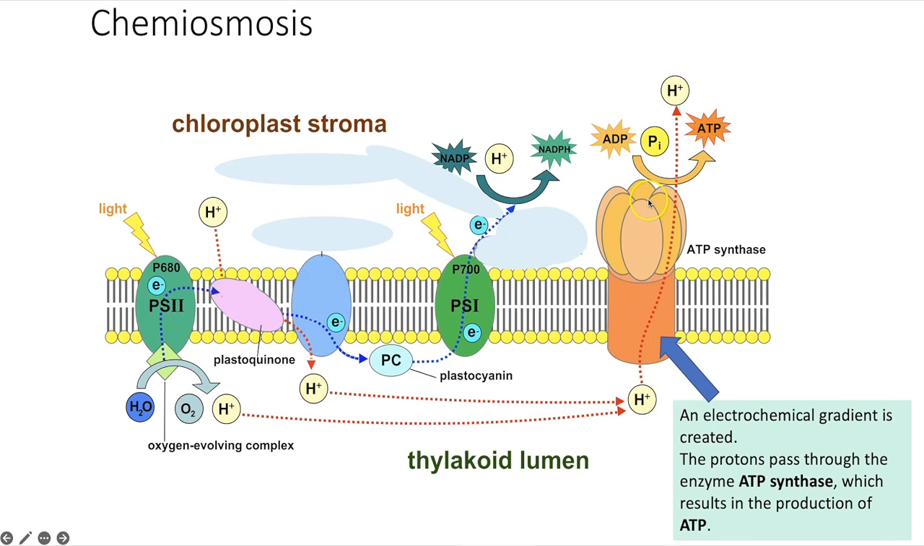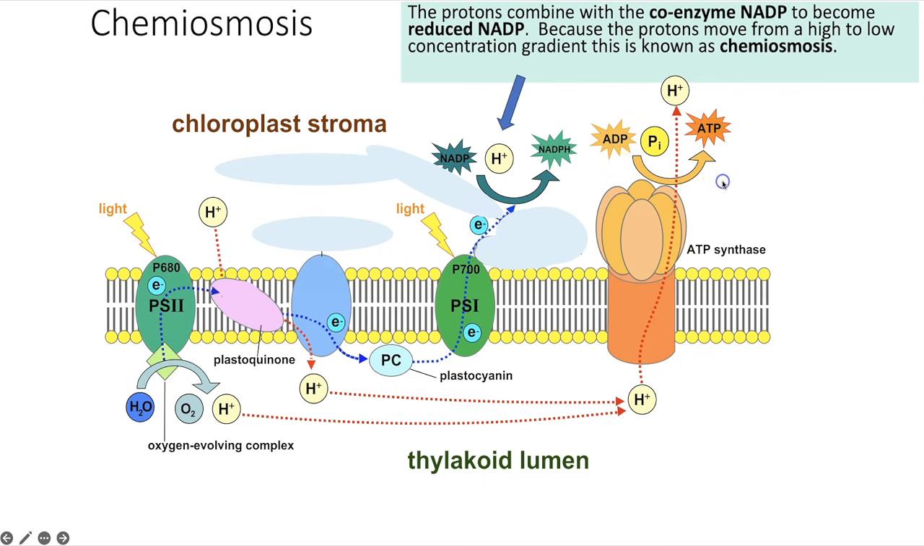So as they move through ATP synthase, that activates ATP synthase to catalyse ADP and Pi, inorganic phosphate, joining together in a condensation reaction to make ATP. So that's how we make the ATP. Those protons that have now moved back across to the stroma, some of those protons are then going to be picked up by NADP, which is also picking up the electrons at the end of the electron transport chain, and that is how we create the reduced NADP, or in other words, NADPH.